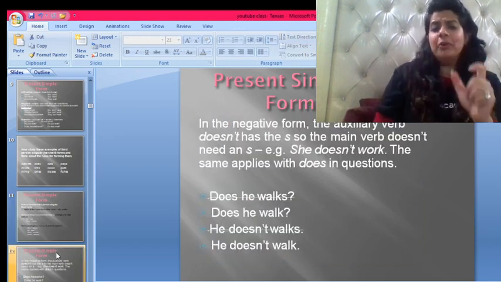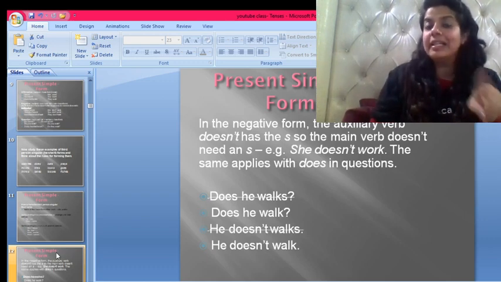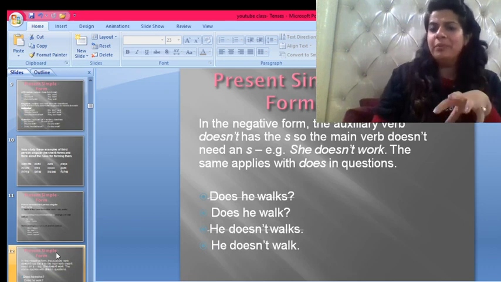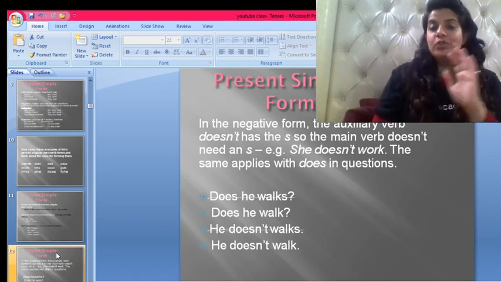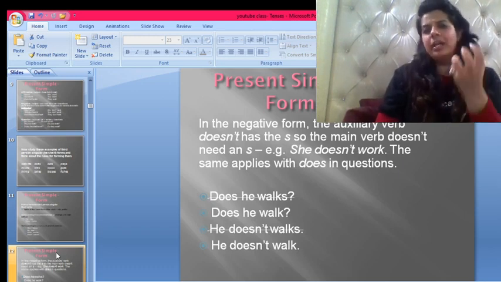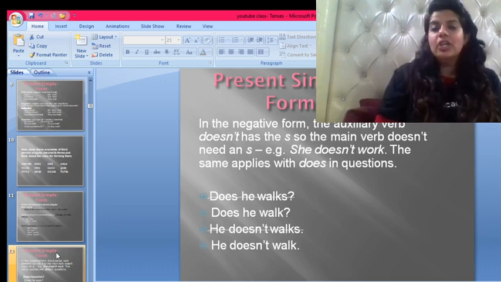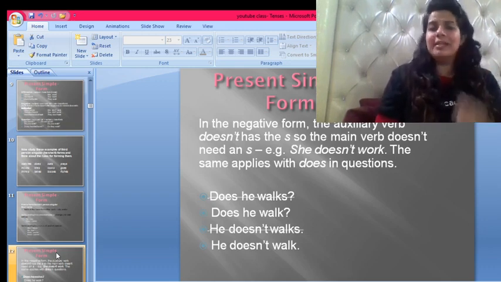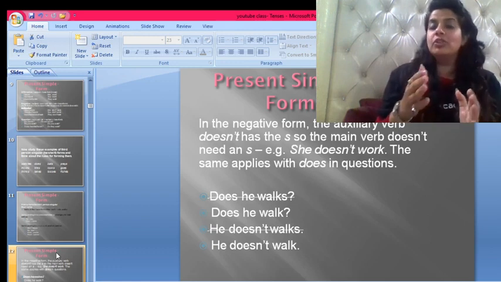Now, when we are forming the negative form, we must understand that the auxiliary verb does already has the s. So the main verb does not need an s in that case. So when we are forming the negative, we take away that s because the does already has an s. She doesn't work. Now, this is one major mistake many students commit when they're talking about simple present tense. They sometimes write, she does not works.